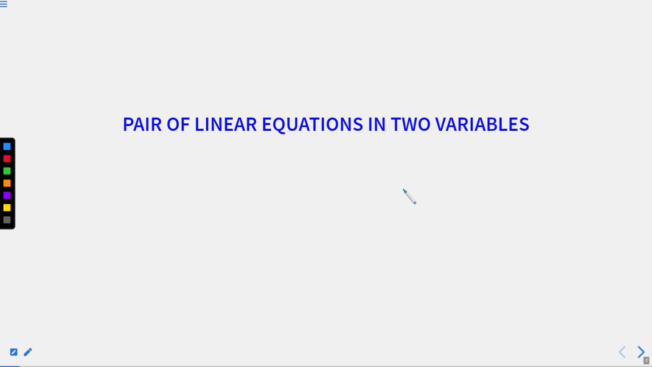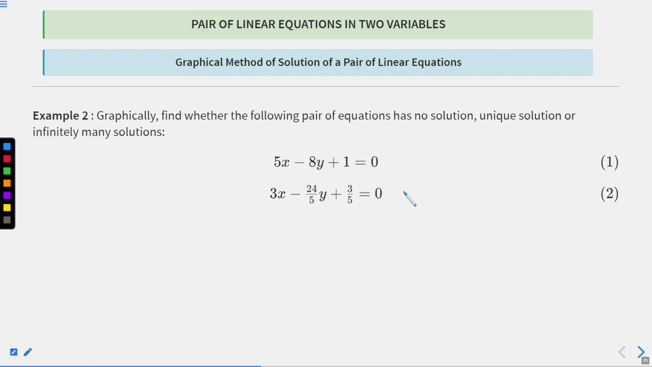Now here in this lecture, we'll discuss example 2, one graphical method of solutions of a pair of linear equations. In this example, we are asked to find whether the following pair of equations has no solutions, unique solutions, or infinitely many solutions by using graphical method.